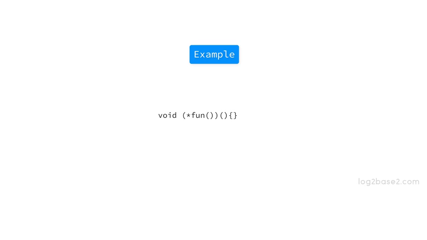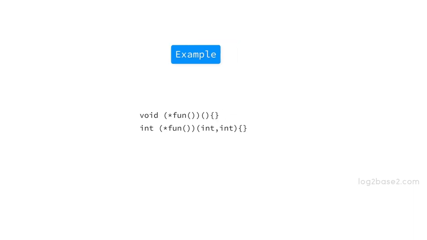Let's take another example. Here also the function name is fun. Also fun will not take any argument but will return a function pointer which accepts two integers as parameters and returns an integer. Note that the actual function will not take any argument. The int represents that the function address to be returned will take two integer arguments as parameters. But this method is very complicated, so we can avoid it by using typedef.